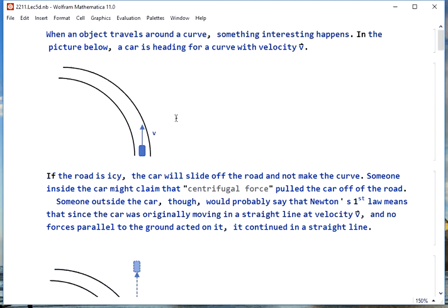Somebody riding in the car might say centrifugal force pulled the car off the road. If you're outside the car, though, you would probably just recognize that Newton's first law says an object moving with a particular velocity will continue to move with that velocity, both magnitude and direction, if it's not acted on by an external force. If the road is very icy, we have essentially no frictional force to act on it, so the car just continues in a straight line.